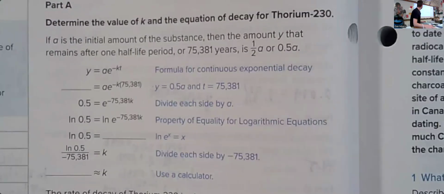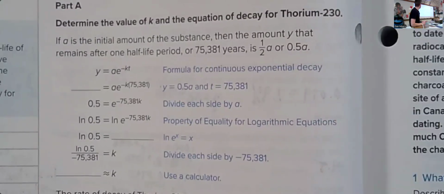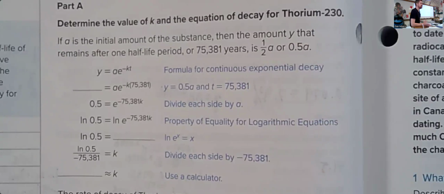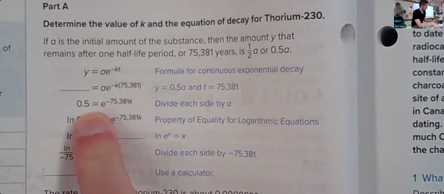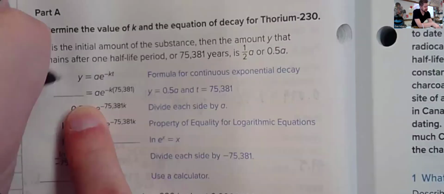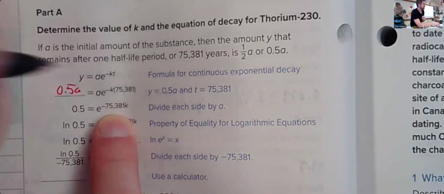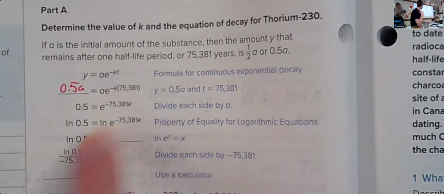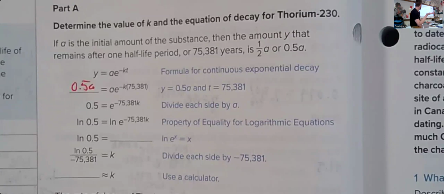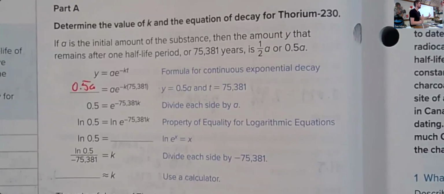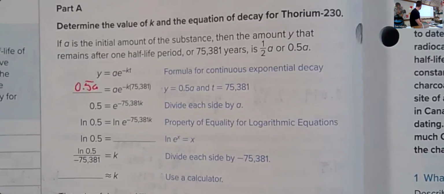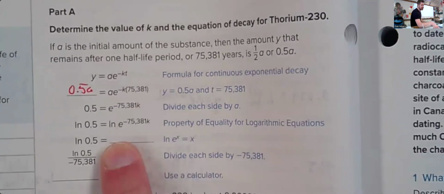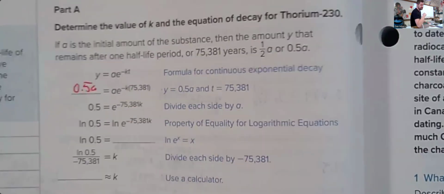Part A. Determine the value of K in the equation of decay for thorium-230. So again, half-life just means you're going to end up with half of the original material. So over here, kind of like what we did in the question from your assignment, 0.5A goes there, A goes here, and when you divide by A on both sides, it just ends up with 0.5 on the left. Exactly what happened in the assignment. The amount of time that it takes is 75,381 years. We're looking for the value of K.